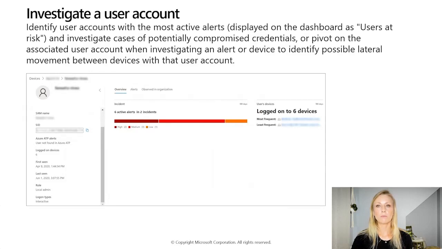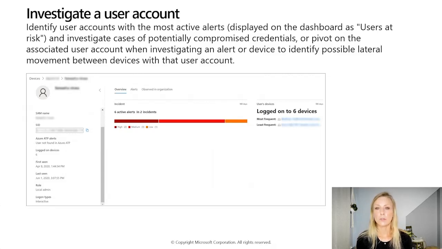We can also investigate user accounts. So identifying user accounts with the most active alerts. This is displayed, by the way, in the dashboard as users at risk. We can investigate cases of potential compromised credentials or pivot on the associated user account when investigating an alert or one of these devices. This can help us identify possible lateral movement between devices using that user account.